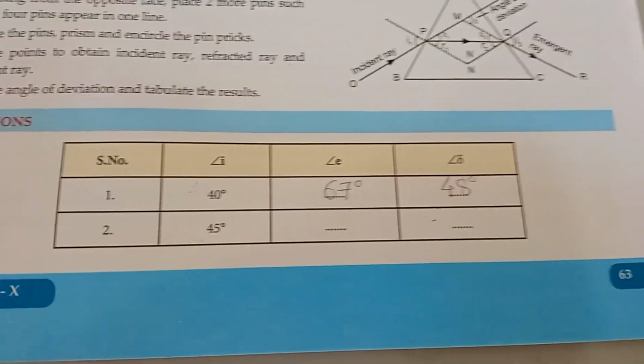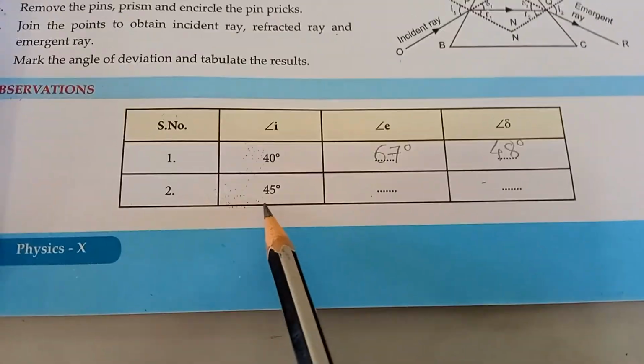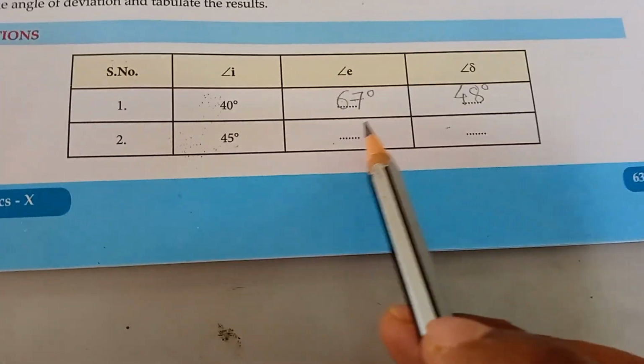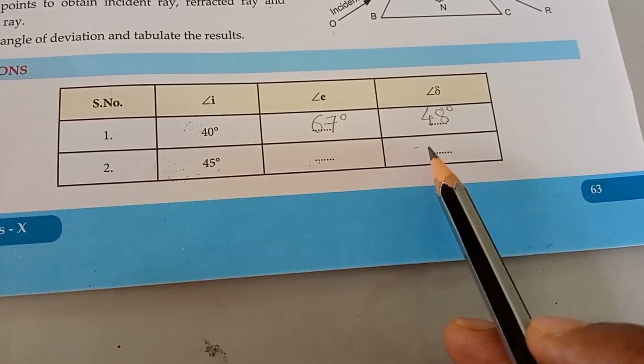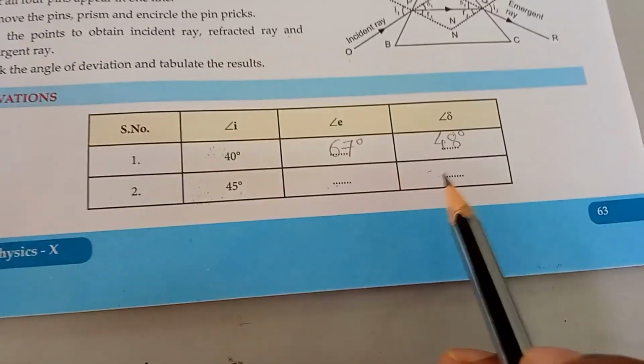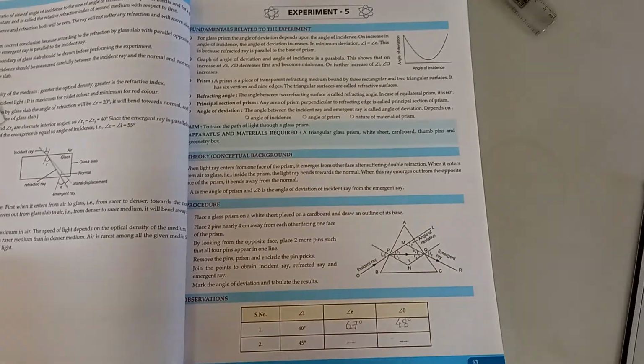In this manner we can write one more, by keeping the angle of incidence 45: what is the value of the angle of emergence and what is the value of the angle of deviation. This PDF you will get with this experiment, with the video of the experiment, very soon, and you have to write the precautions in this manner. So this is the simple experiment which you need to write as experiment number 2.